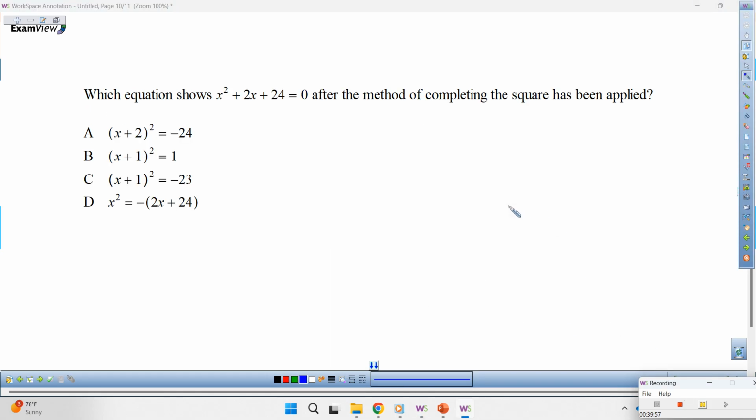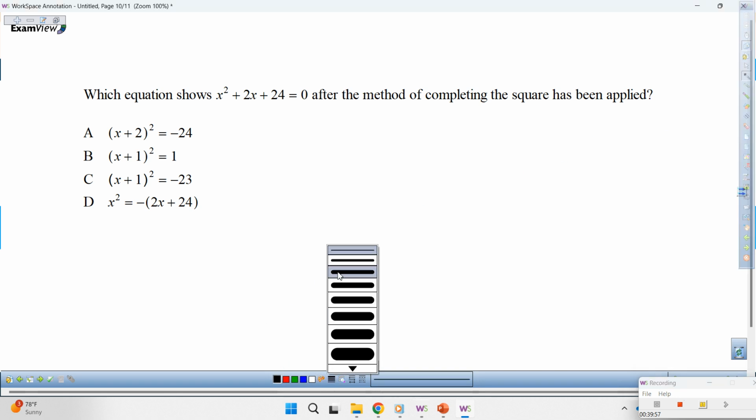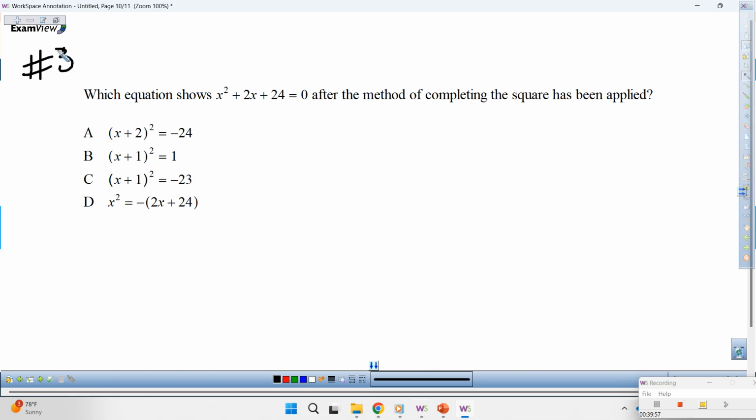Number 3. Number 3 of the multiple choice. I think this is as far as we're going to get today. Number 3. Copy the equation x squared plus 2x plus 24 equal to 0.